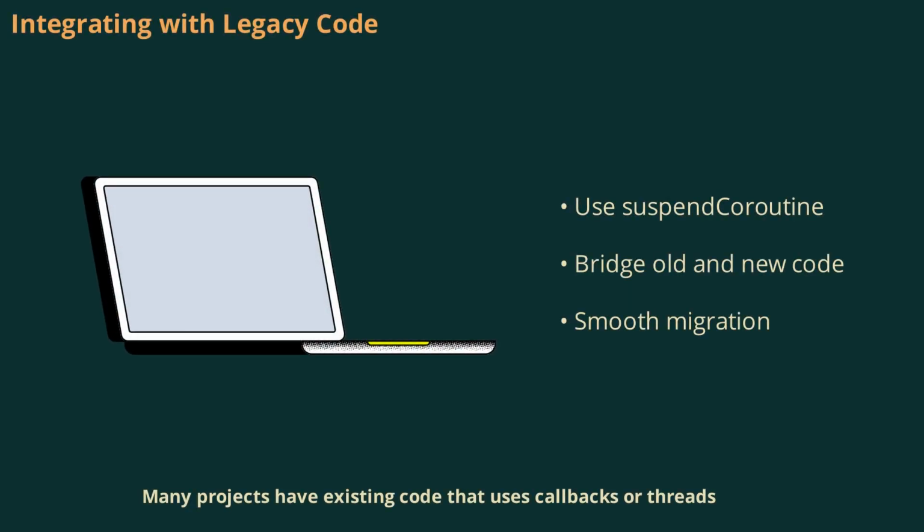Many projects have existing code that uses callbacks or threads. Coroutines can integrate with legacy code using suspendCoroutine and other bridging techniques. This allows you to gradually migrate your codebase to coroutines without a complete rewrite, making adoption smoother and less risky.